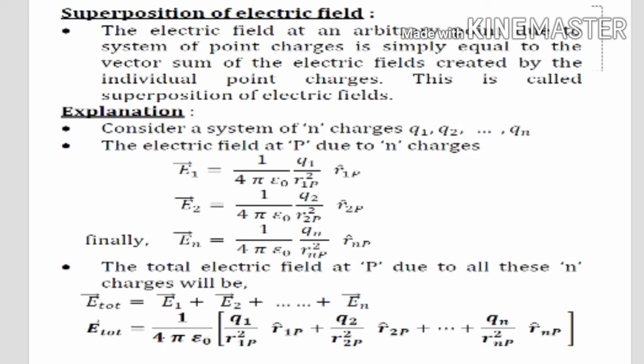Hence, total electric field vector is equal to 1 by 4 pi epsilon naught into q1 divided by r1p squared into r1p cap plus q2 divided by r2p squared into r2p cap plus and so on up to qn divided by rnp squared into rnp cap. Here 1 by 4 pi epsilon naught is taken outside because it is common in all the equations E1 vector, E2 vector and En vector.